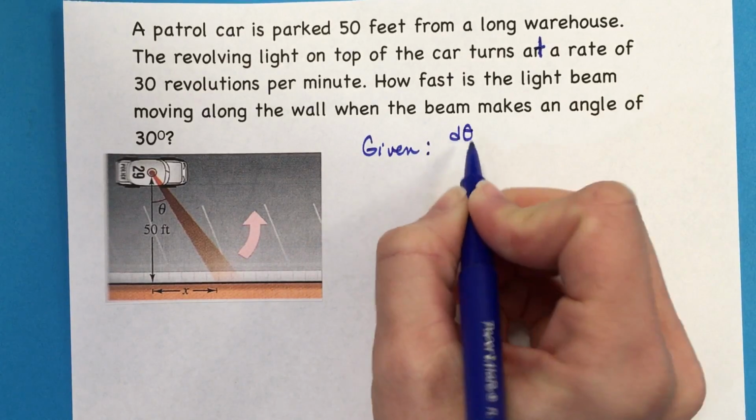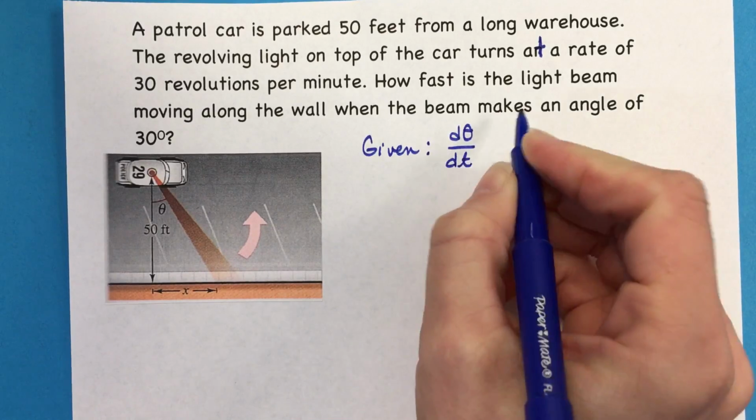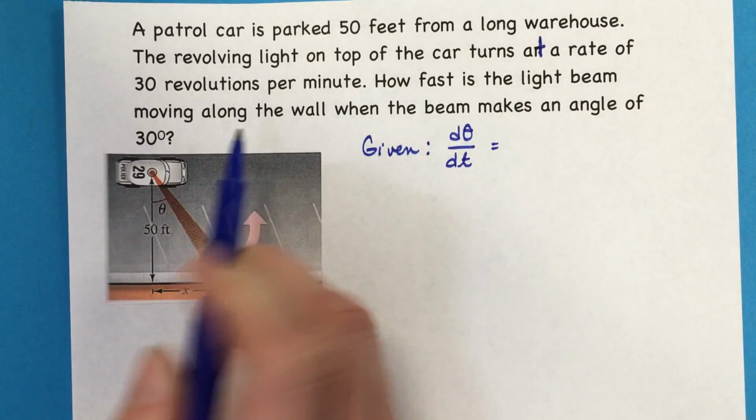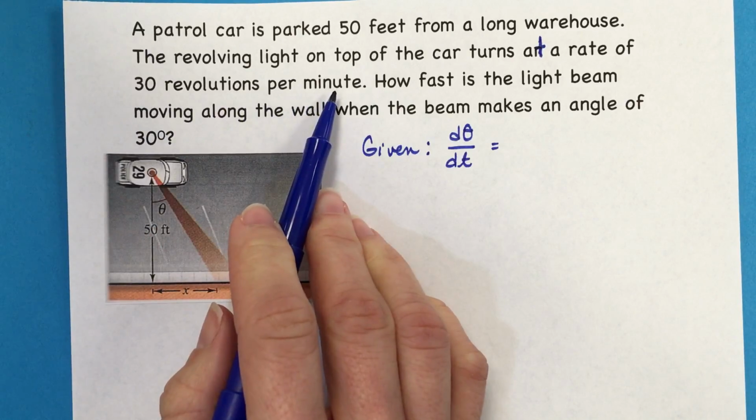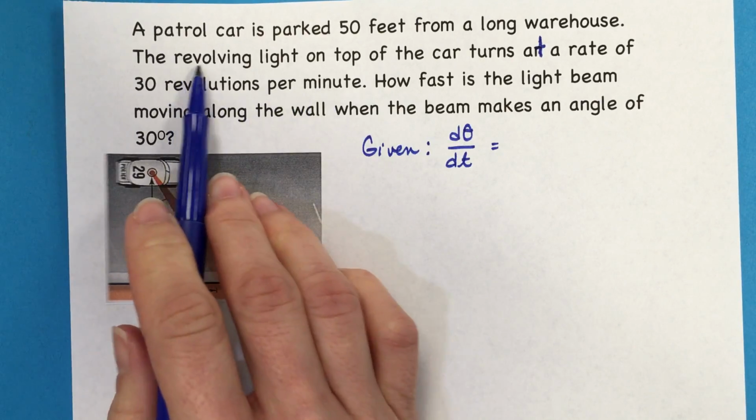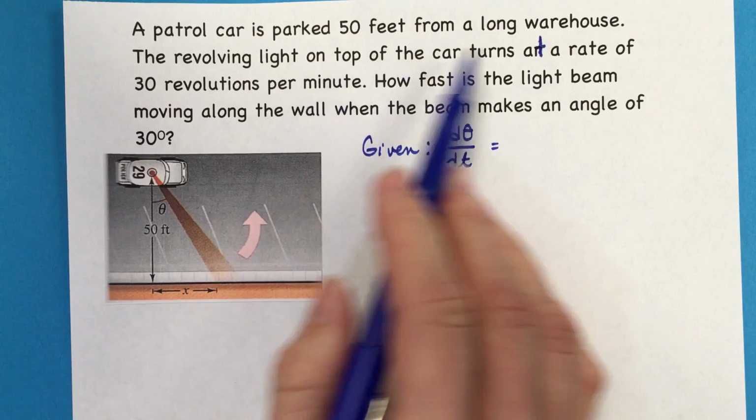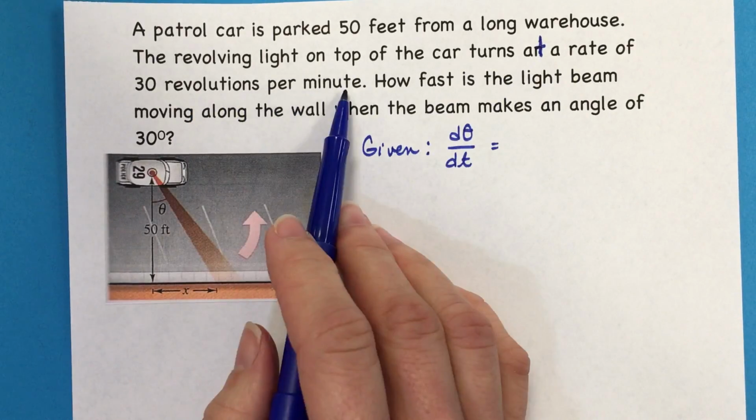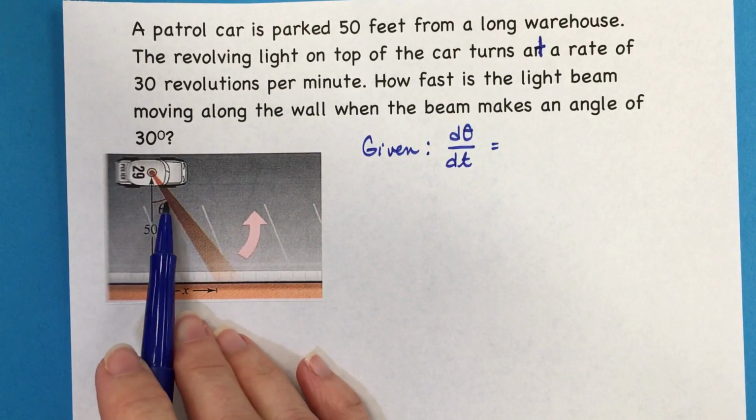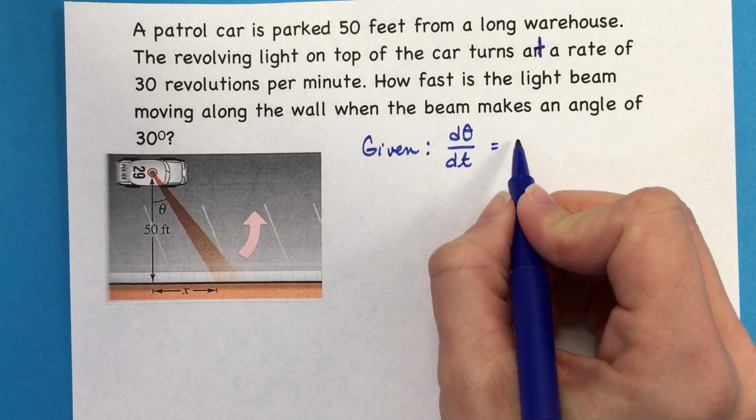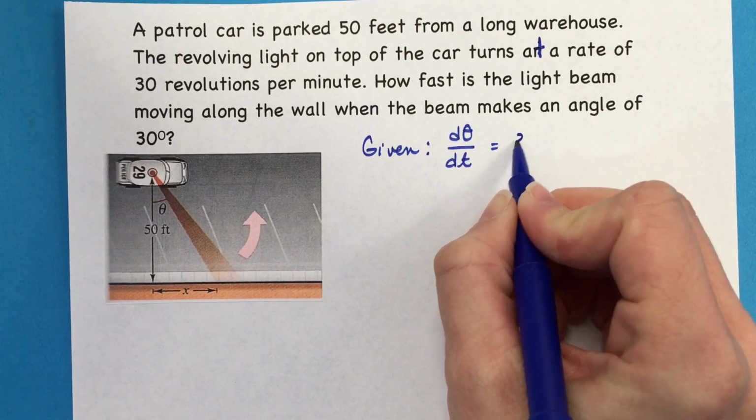Now on your given information, we have d theta dt. That's going to be given because that's going to be the 30 revolutions per minute. The revolving light on top of the car turns at a rate of 30 revolutions per minute, so that's going to be this angle here. Now, that's 30 revolutions per minute.